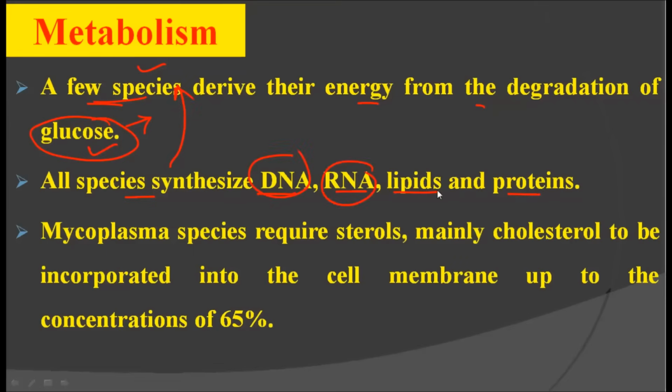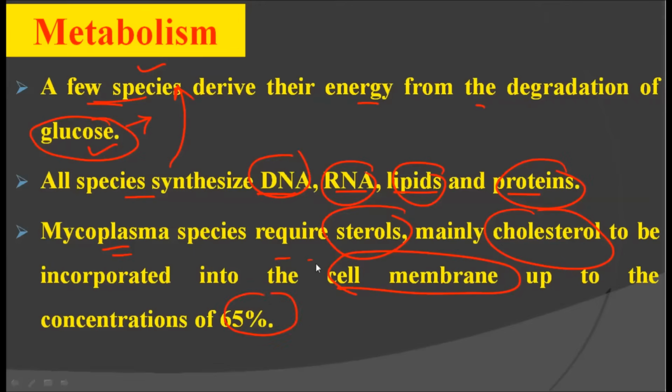All right. Mycoplasma species require sterols, mainly cholesterol, to be incorporated in the cell membrane up to 65%. That means in order to build the three-layer cell membrane, they require the sterol, mainly cholesterol, and this cholesterol is mainly required at 65% to build the tri-layer cell membrane.